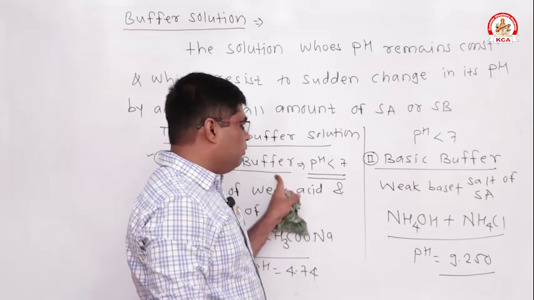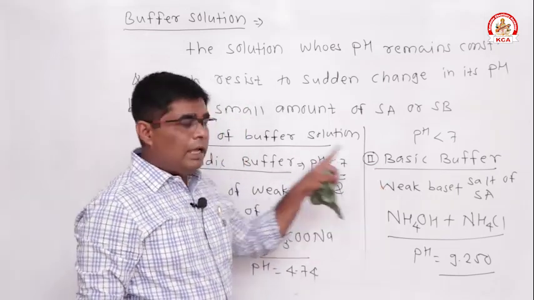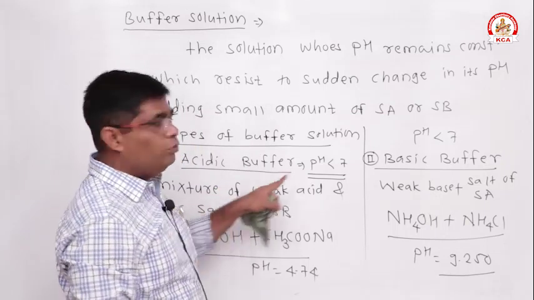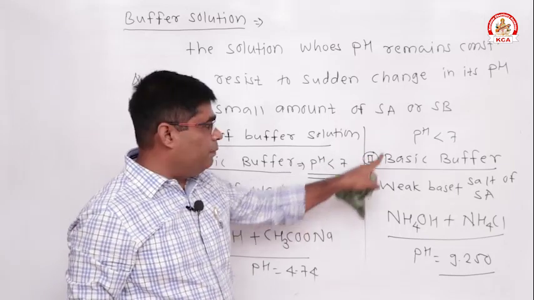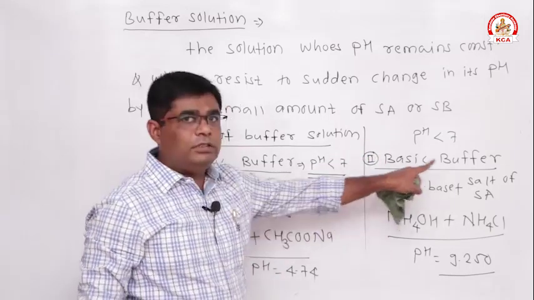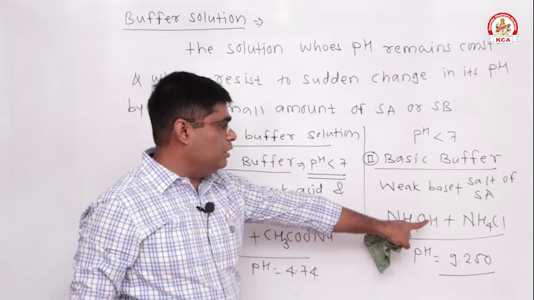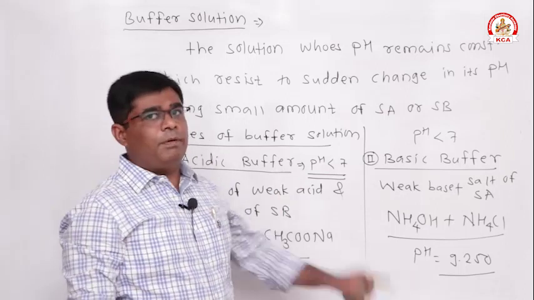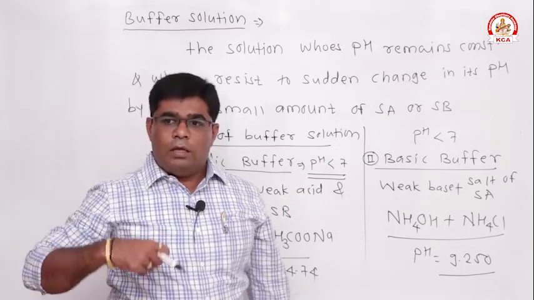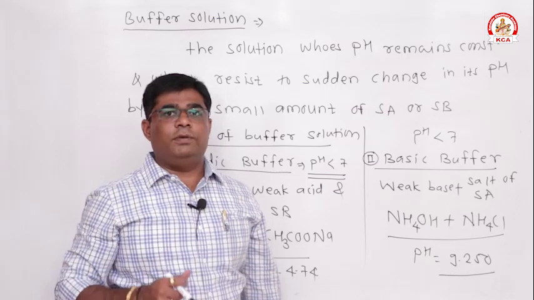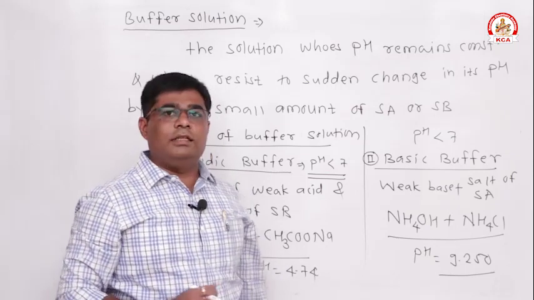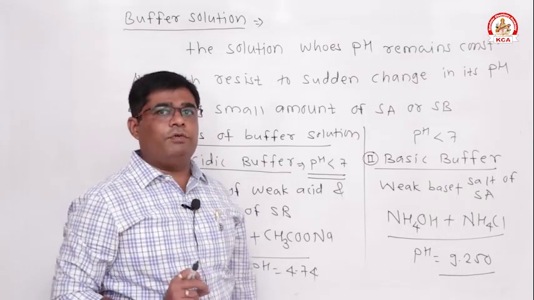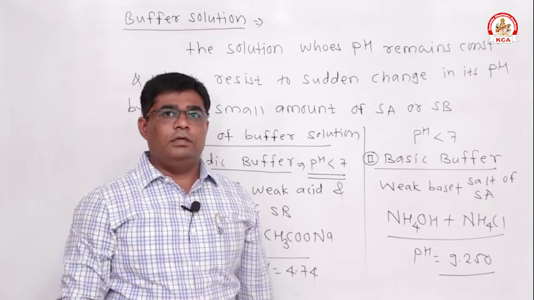So this is the acidic buffer and this is the basic buffer. Acidic buffer is the mixture of weak acid and its salt with a strong base, whose pH is less than 7. Basic buffer is the mixture of weak base and its salt with a strong acid, whose pH is more than 7. Here we saw the acidic buffer and basic buffer. To prepare a buffer solution at a desired pH, we use the Henderson-Hasselbalch equation, which we will discuss in the next period. Today we stop here.